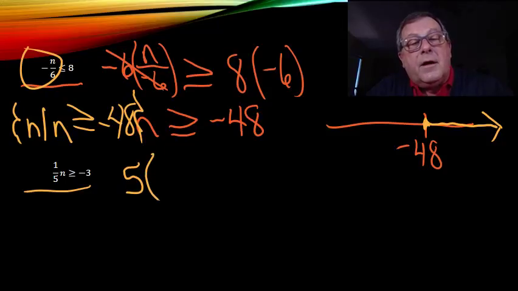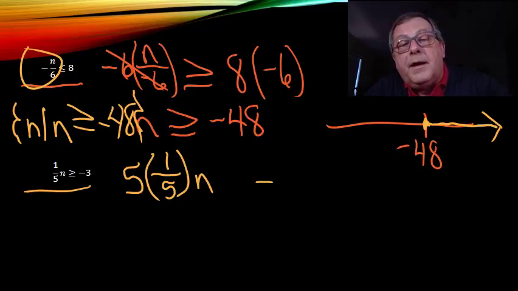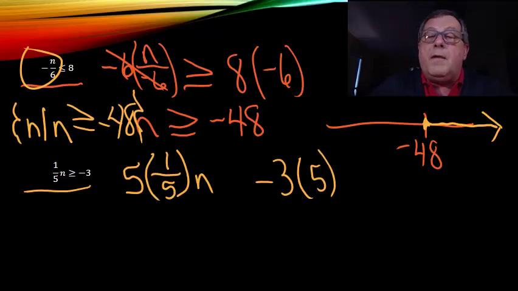So here I got 5 times 1/5 n. And over here, I'm going to multiply negative 3 times 5. Now, what about my inequality? Well, I started off greater than or equal to, and I'm multiplying by a positive number.